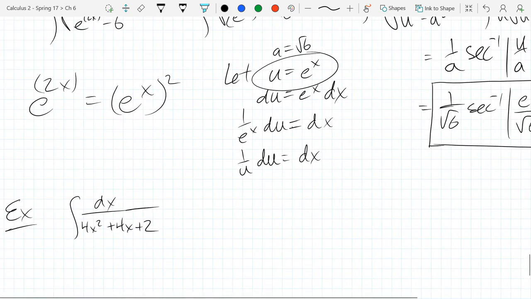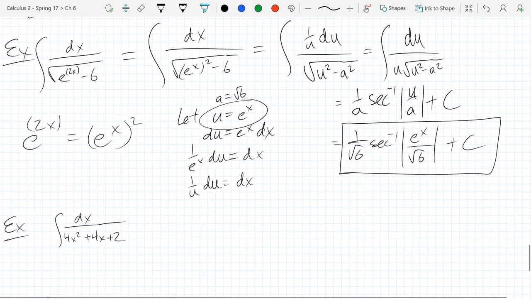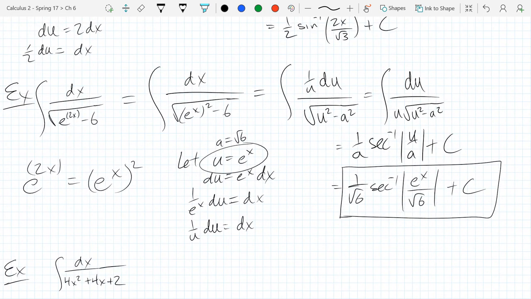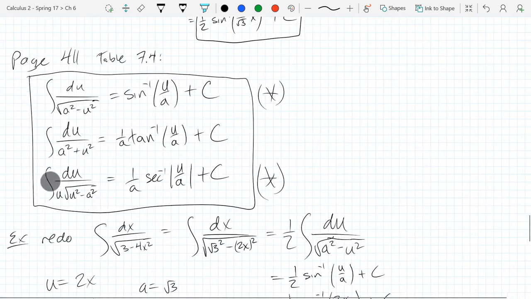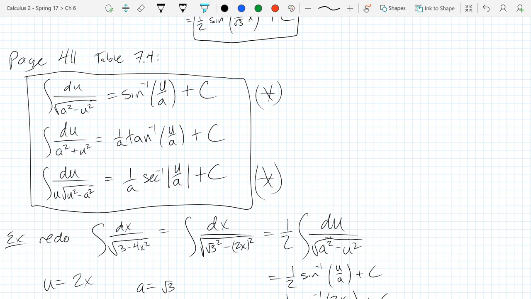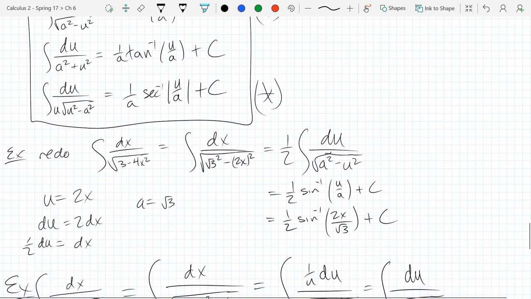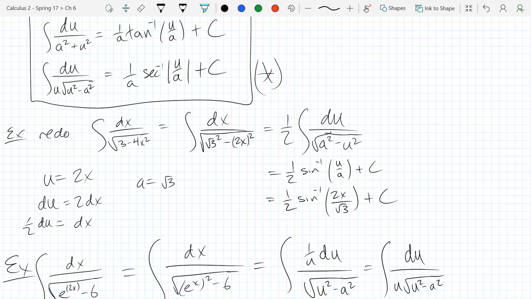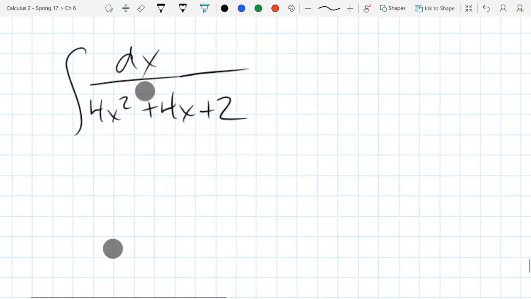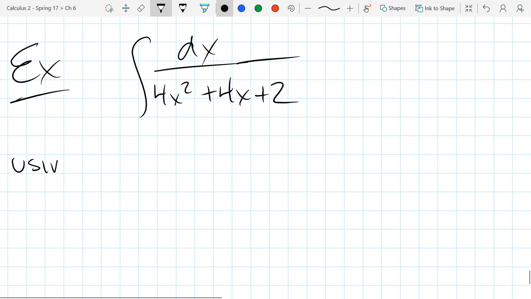So if we have any chance at integrating this, it's going to be a tangent inverse. How do I know right away that it's going to be a tangent inverse and not the other two? There's no square root, so it can't be the other two. So let's rewrite the form that we want. I'm going to rewrite that second one, du over a squared plus u squared.